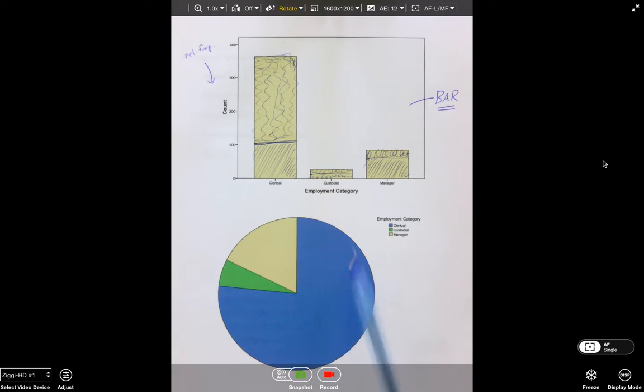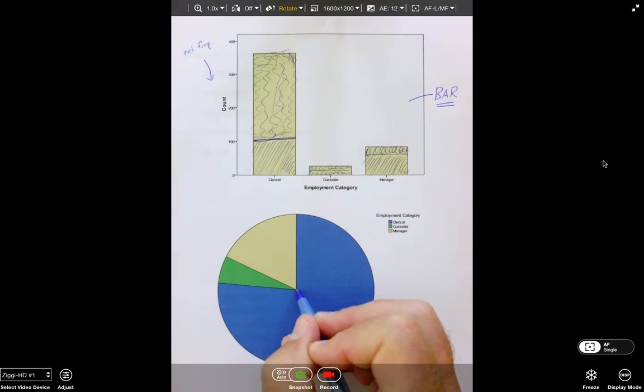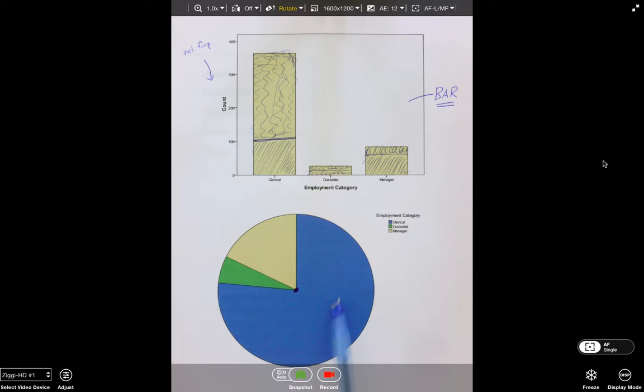All right, gang. The pie chart. It's called a pie chart because you start with a big circle. And every time I draw a circle, it ends up looking like an oval, so I don't do those. But you can see here that the clerical is reported as blue, the custodial is reported as green, and the manager is recorded as kind of a light brown. And what they do here is they start with a circle, and they shade the proportion of the circle that corresponds to the employment category.